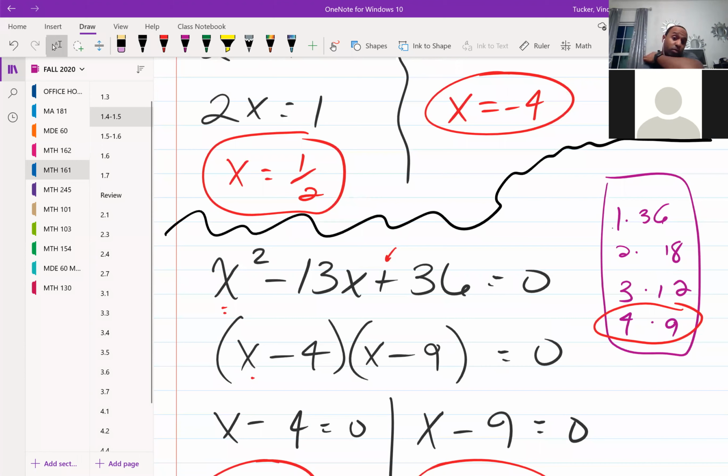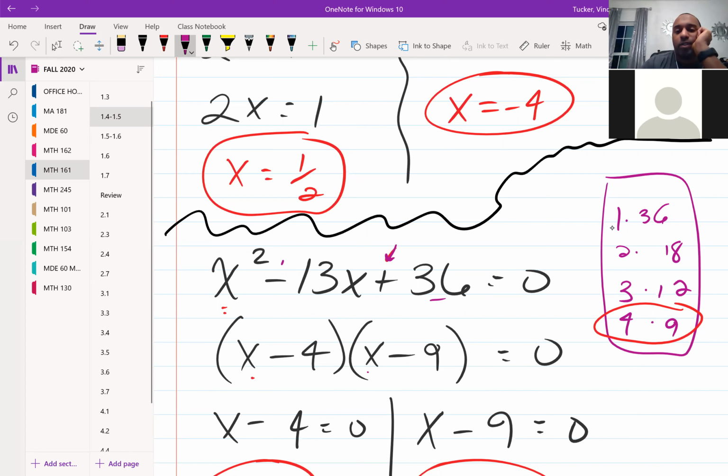All right, so the next one, x squared minus 13x plus 36 equal to 0. So the factors of x squared would be x times x. So that's why you have x and x in our parentheses. This plus sign back here lets us know that both of our signs will be the same. Minus sign in the front lets us know both of them should be minus.